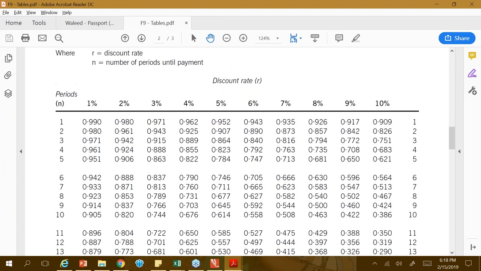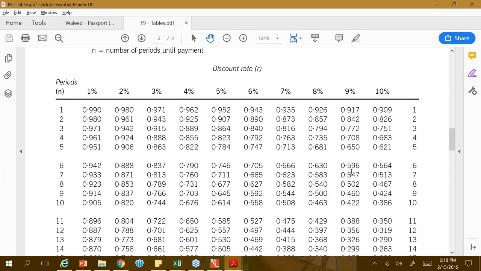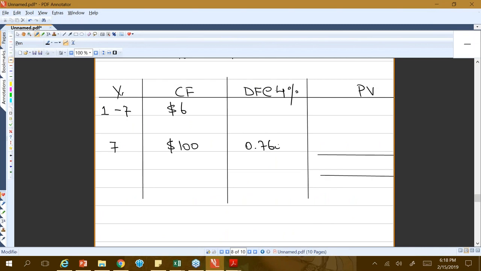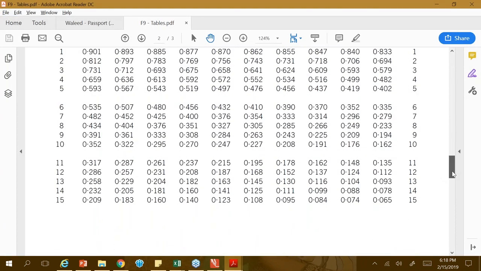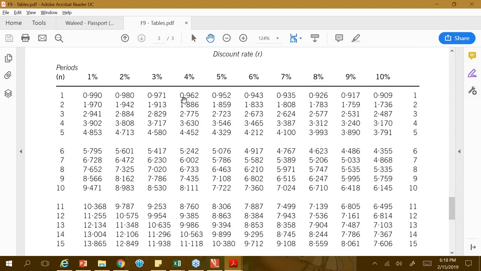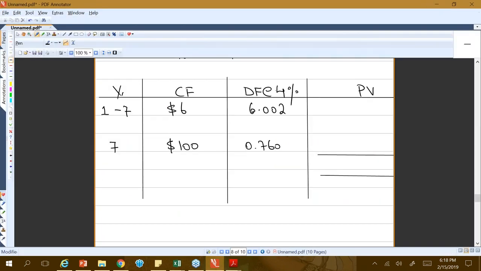So 4%, 7 years, 0.760. And the 4% annuity factor, 7 years, 6.002. Once you solve this, can I have the market price of this redeemable loan note? What do you get as the market price here?